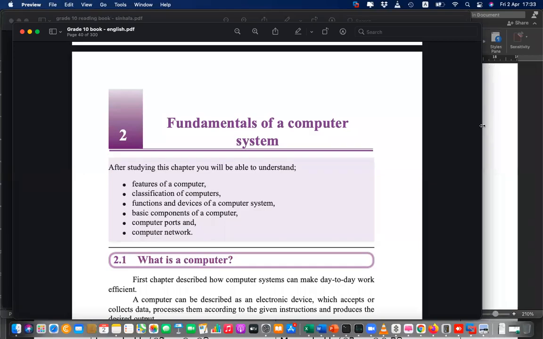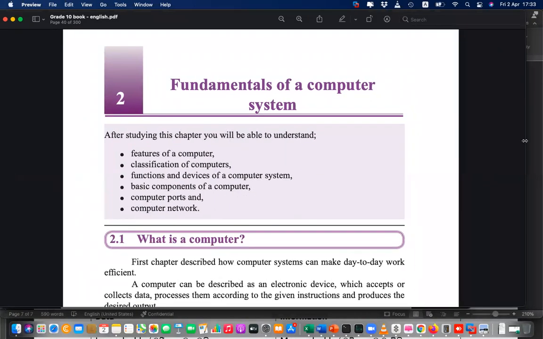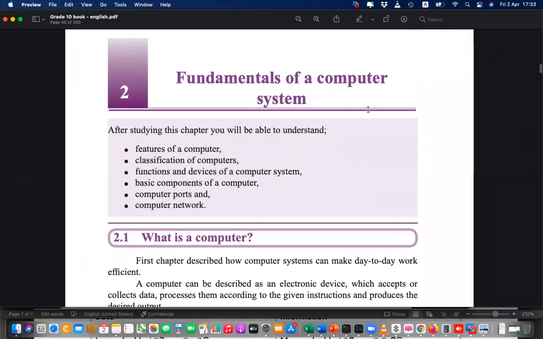Right? This part. So in this lesson, you are having some technical things, and therefore you have to focus more when understanding the lesson, right? So this will be a good start for the beginners. So we will be learning about fundamentals of the computer system, and basically we will be discussing about features of a computer.